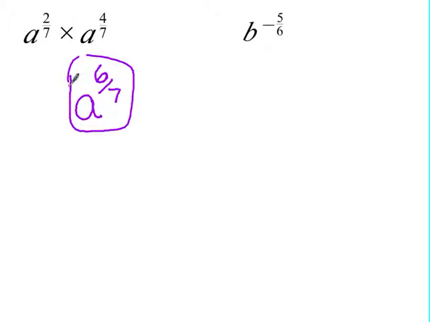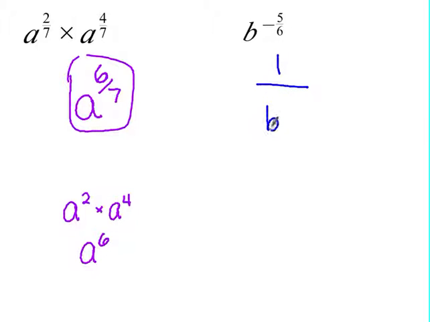Before, we had a problem like this: a squared times a to the 4th. And what you did then is you'd say, oh, well that's got to be a to the 6th. So you're doing the same thing here, just with fractions. The exact same problem. All right, let's look at this next one. What does that negative exponent mean that you do? You put it in the denominator.